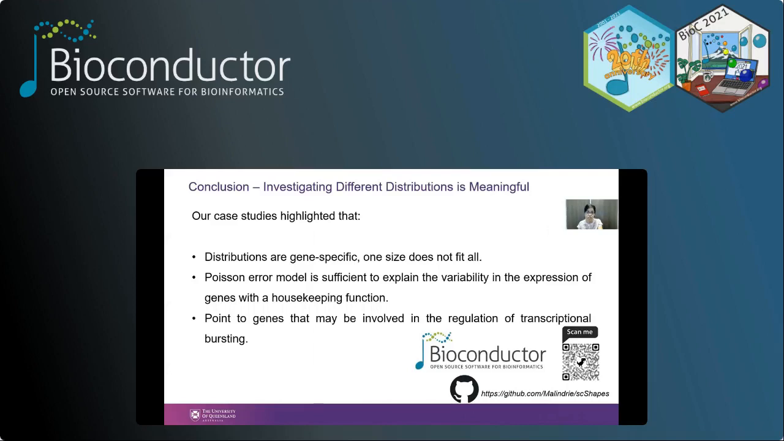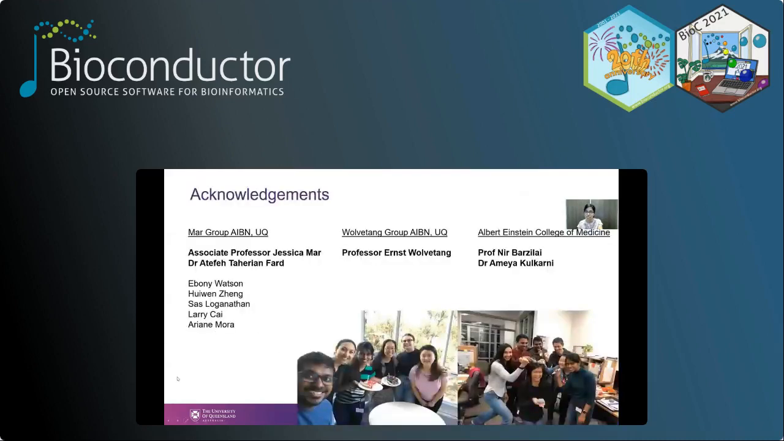We have implemented our modeling framework as an open source R package, which can be downloaded from our GitHub. Our package is also now available through the development version of Bioconductor. Finally, I would like to thank all my supervisors and everyone.